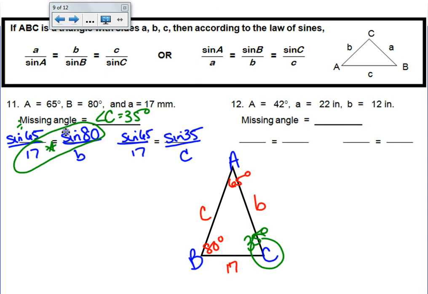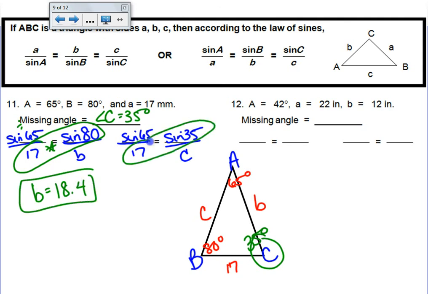I noticed last hour some kids got in a habit of forgetting to type the sine. They just wrote 65 instead of sine of 65. So can someone tell me what you got for b? 18.4. And then similarly here, 17 times the sine of 35 this time, divided by the sine of 65. 10.8? All right, nice job.